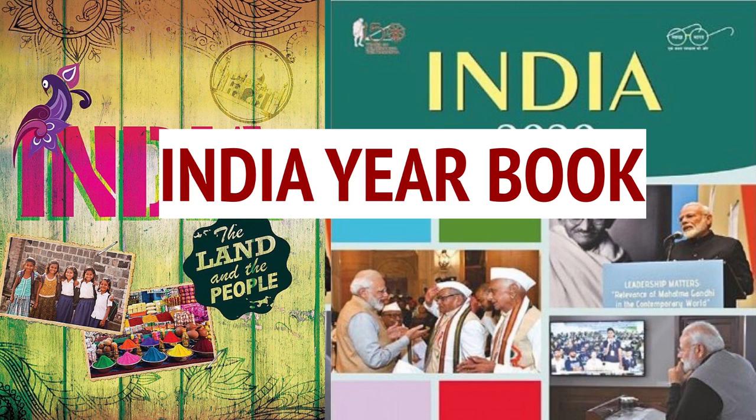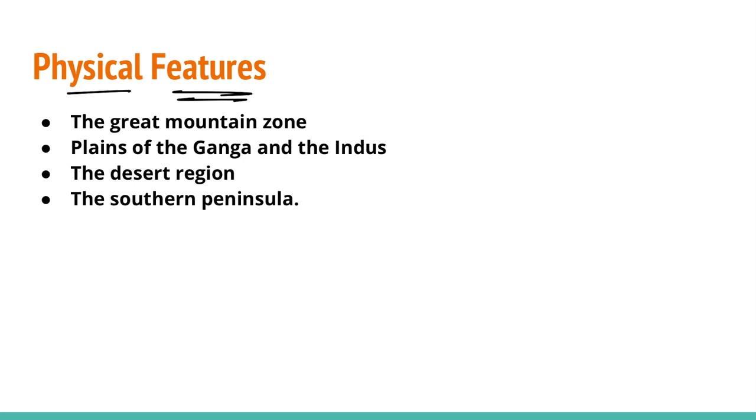In this chapter, we'll be particularly discussing the physical features of India, the geological structure, the river system, along with the climate or the seasons in India, the flora, the types of flowers we find in India, as well as the fauna, that is the animal resources, and also the demographic background of our country. So let's get started. Physical features first.